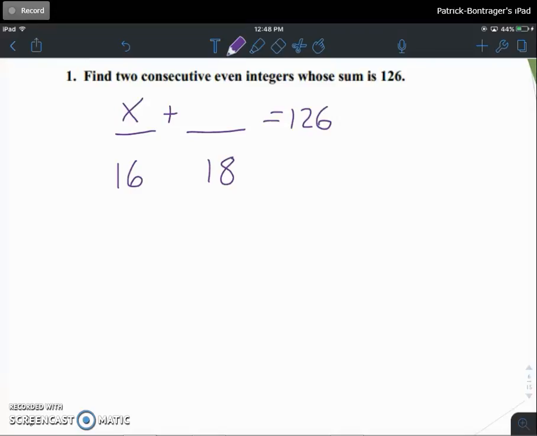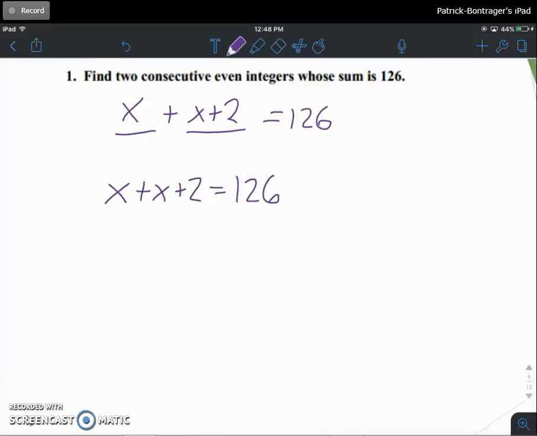How do I go from one even consecutive integer to the next even consecutive integer? Well, I add 2. So the next term is going to be x plus 2. So now we've done that in a previous video. Now we're going to solve that. It's pretty easy. We're going to do x plus x plus 2 equals 126.